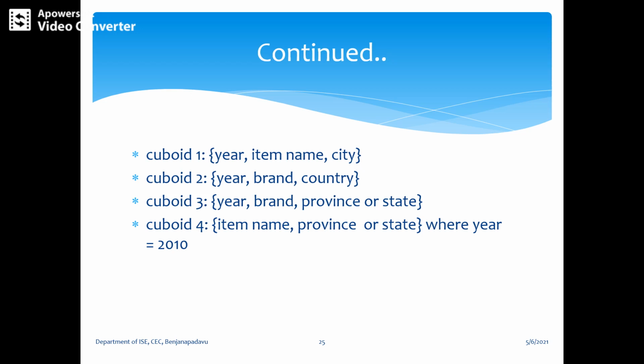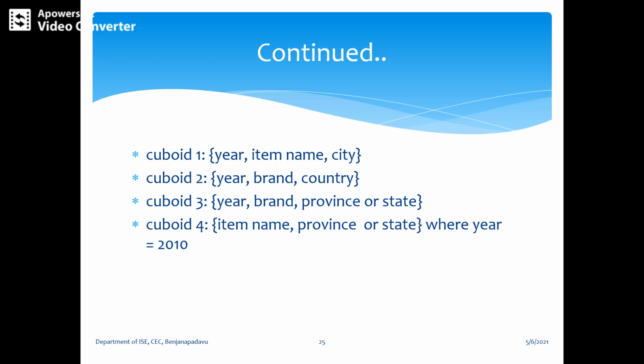So how would the cost of each cuboid compare if we used it to process the query? Cuboid 1 would cost the most, because both item name and city are at a lower level than the brand and the province or state concept specified in the query.